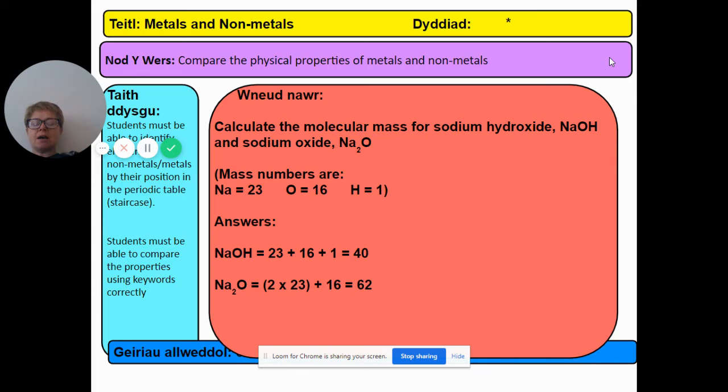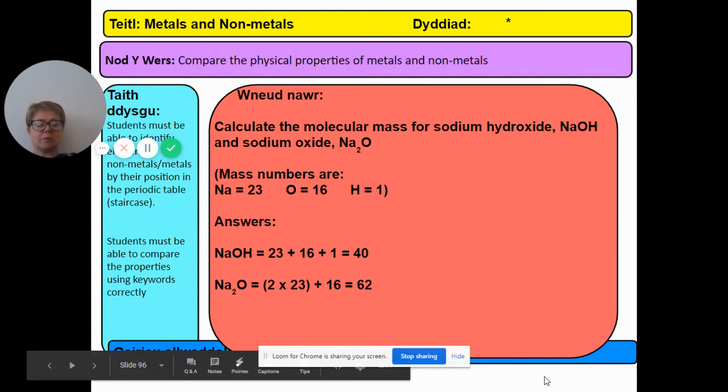Okay, so today you're going to be looking at the physical properties of metals and non-metals. In other words, the similarities and differences between what they're like. That's what we mean by properties, just kind of means what are they like. So by the end of the lesson, you'll be able to know where metals and non-metals are on the periodic table. And we've got various keywords that you'll be learning to use when we describe the properties.